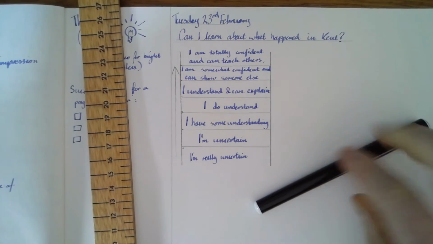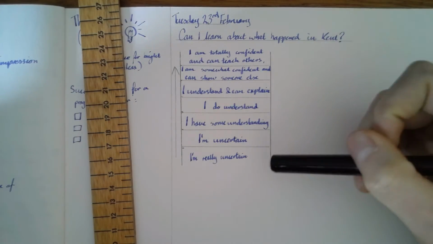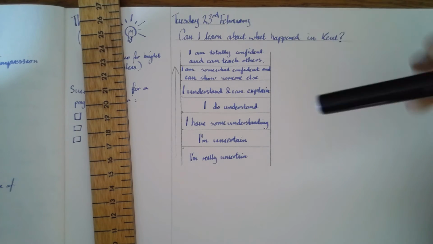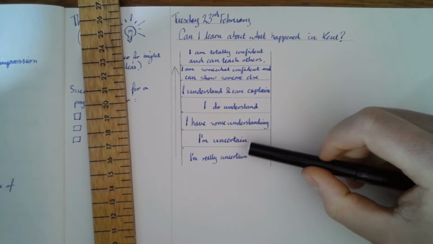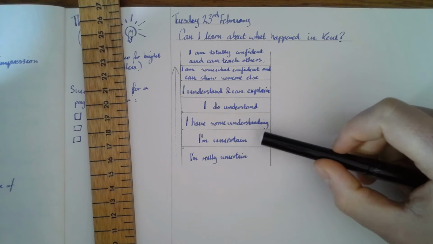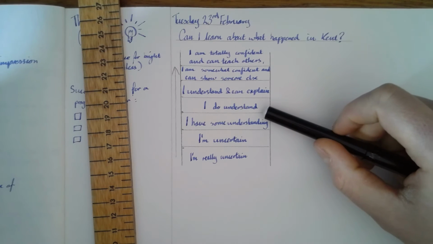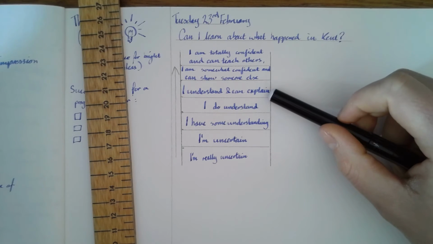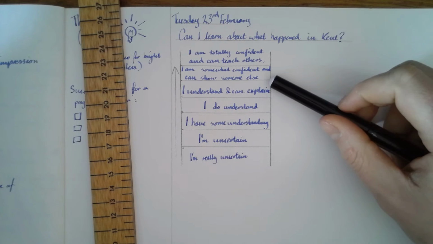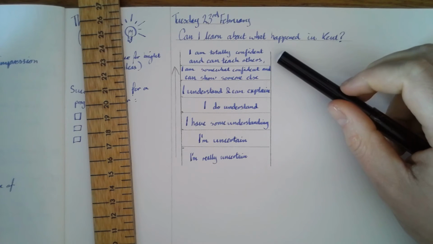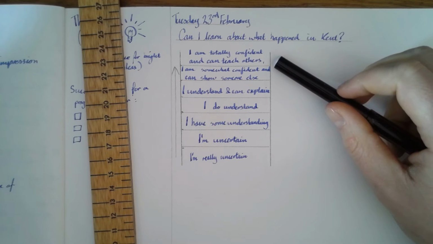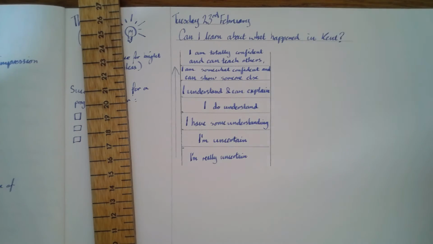Okay, so I've got those bits done now, and we can see how this works as kind of a progression upwards ladder. Now, I'm really uncertain, I'm uncertain, I have some understanding, I do understand, I understand and can explain, I am somewhat confident and can show someone else, and I'm totally confident and can teach others. So this is how we create our progression ladder.